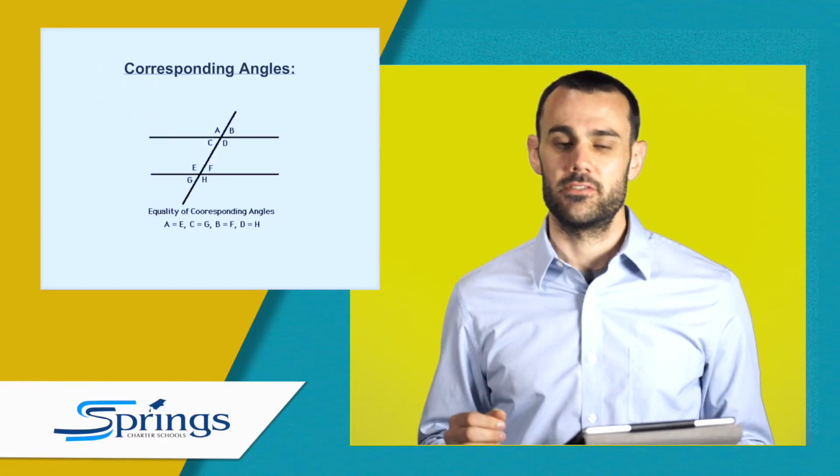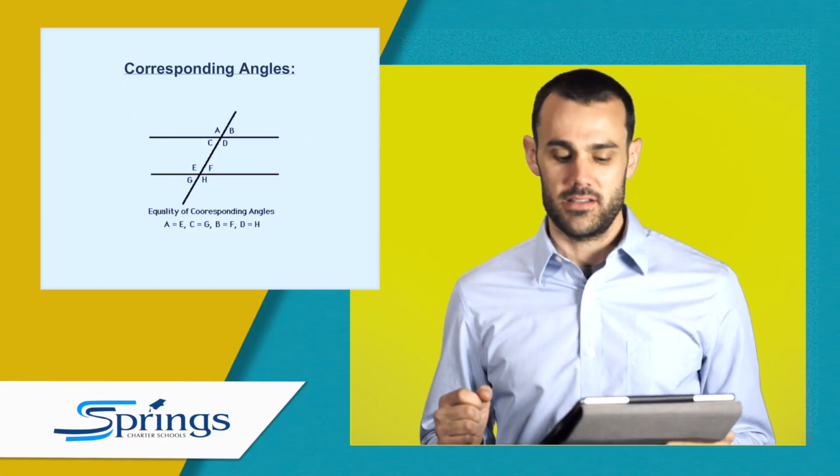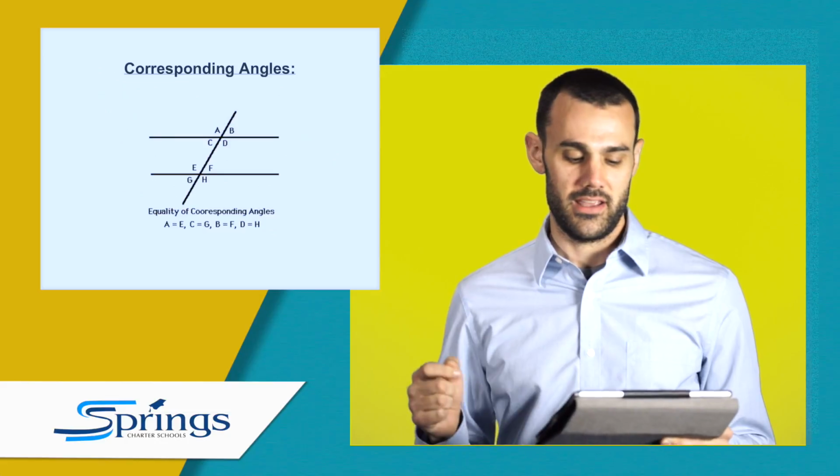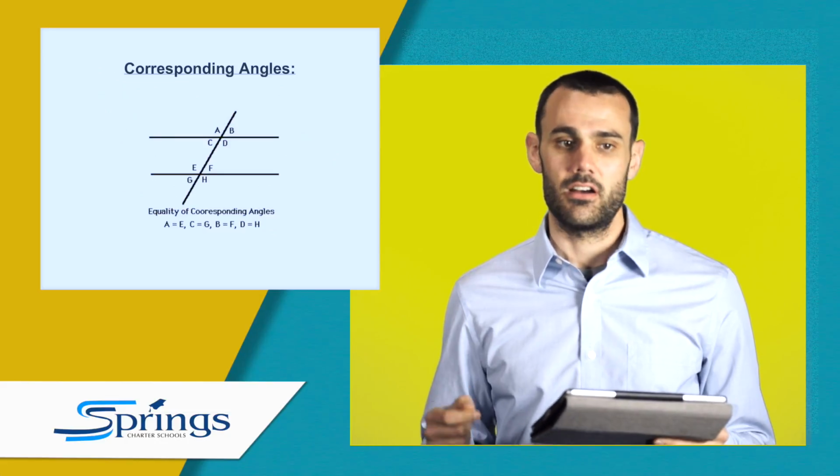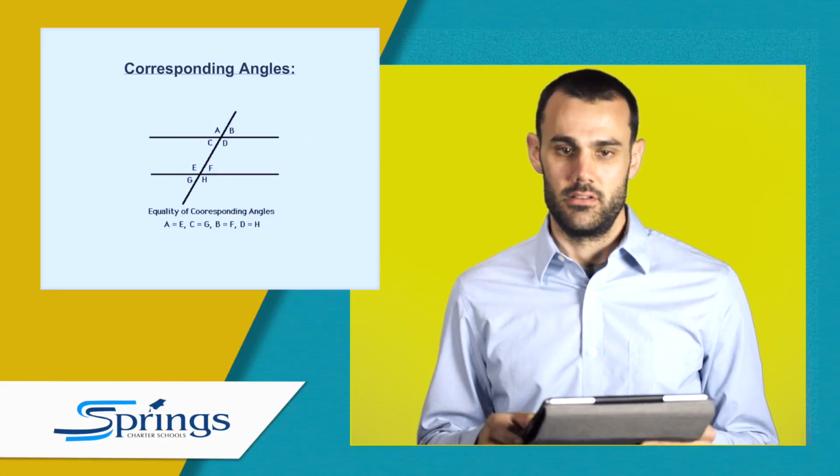Now, here's another picture of our image. We're using corresponding angles. We can say that angles 4 and 6 are 75 degrees, and angles 5 and 7 are 105 degrees.